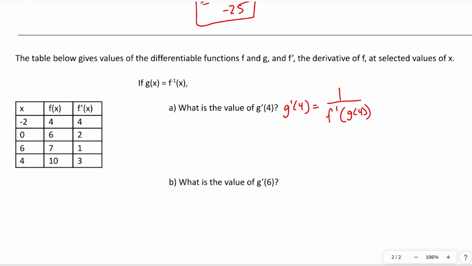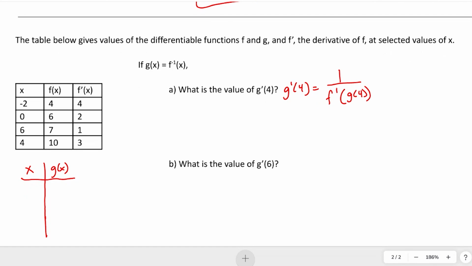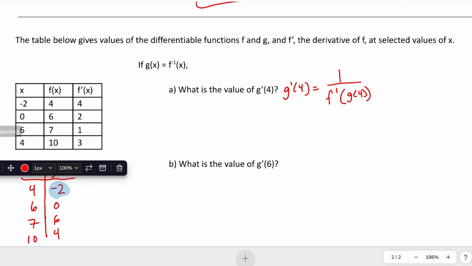Okay. So we've got x and we've got g. Remember that g is the inverse of f. So what we can do is take this table for f and just flip all the values, and then we'll have g, because g is the inverse. So we have 4 comma -2, 6 comma 0, 7 comma 6, and 10 comma 4. And so if I want to evaluate g of 4, now I've got that value. Okay, g of 4 is negative 2.